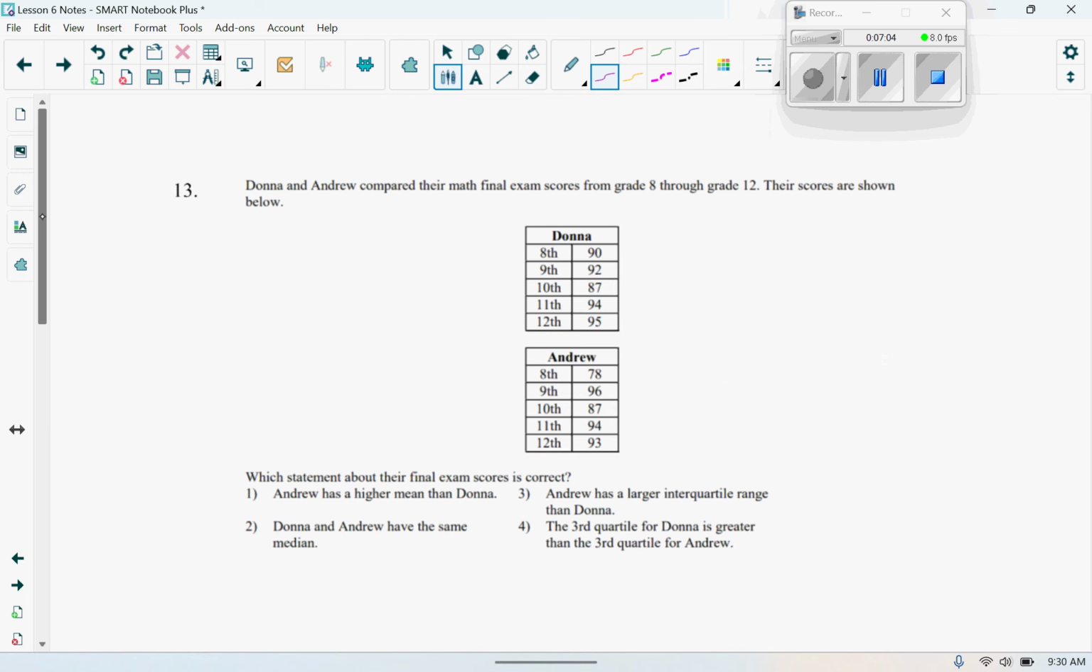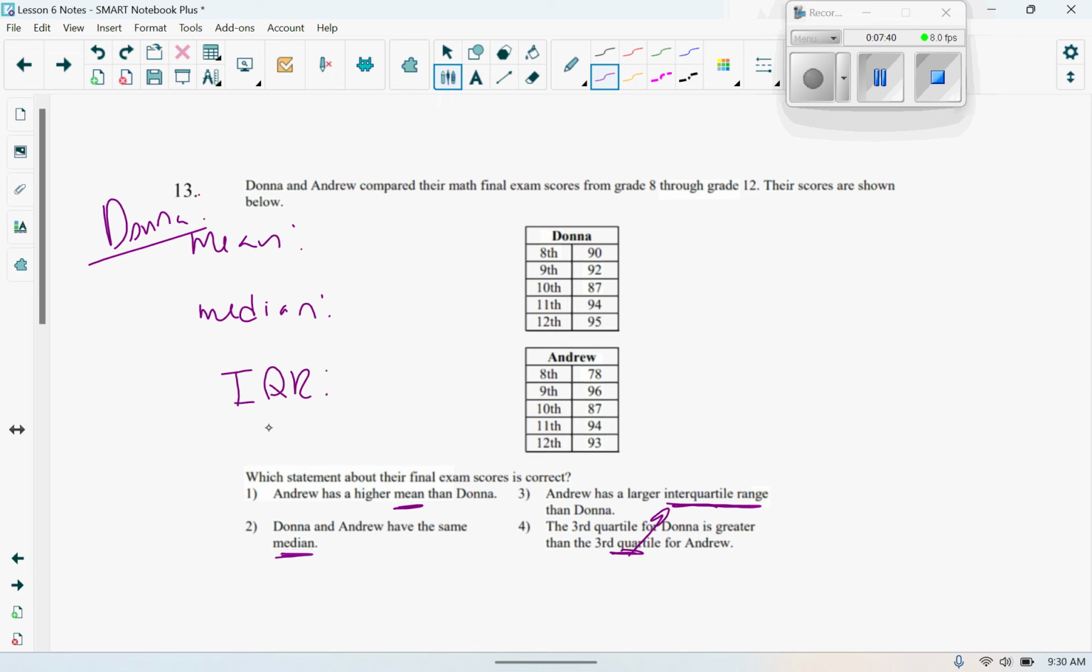Okay. And let's go ahead and go to number 13. What I would do is figure out what the questions are wanting. So I see a mean, a median, and an interquartile range, and that deals with kind of the same thing. So it looks like I need mean. Let me put Donna over here: mean, median, and IQR. And I'll put third Q.